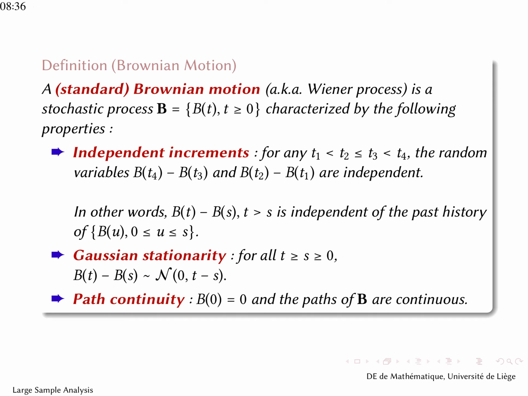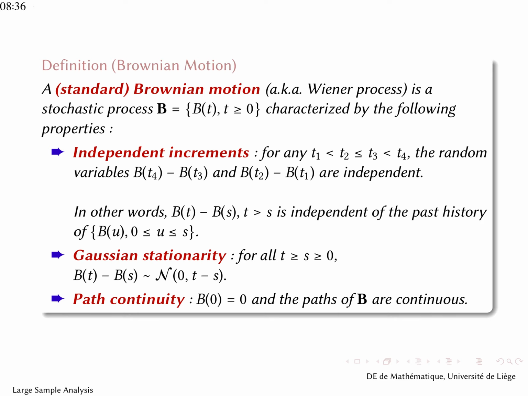This means that if we look at the difference B_t minus B_s, then these random variables are independent of the past history. If we take B_t minus B_s, where s is the smaller time index, then B_t minus B_s is independent of everything that happened in the Brownian motion before time point s. Secondly, we need to have Gaussian stationarity.